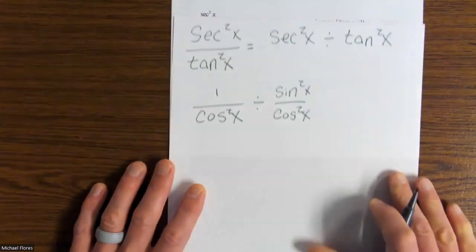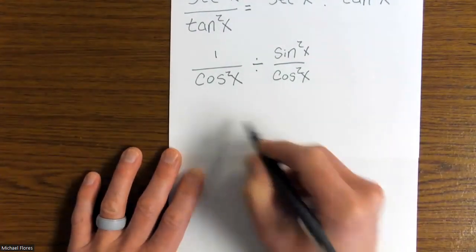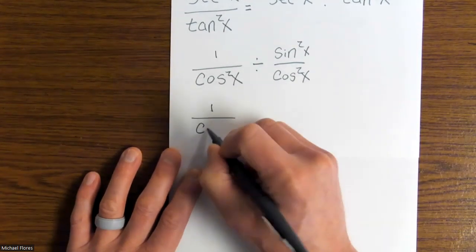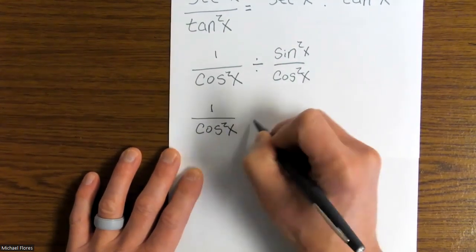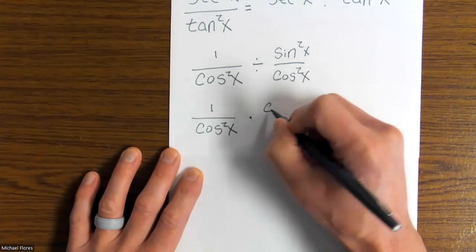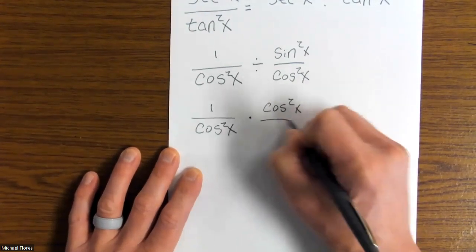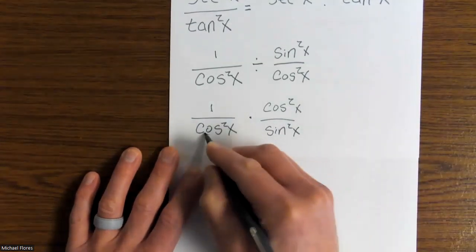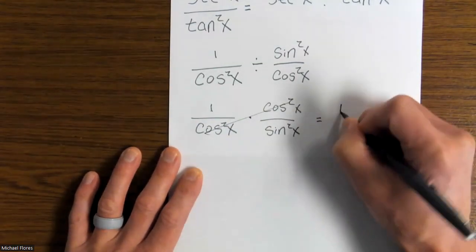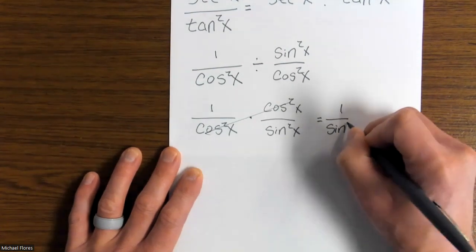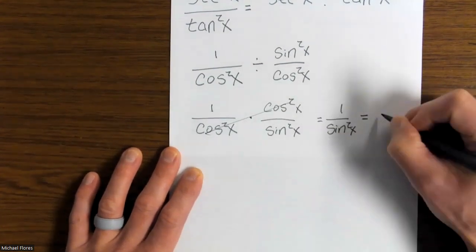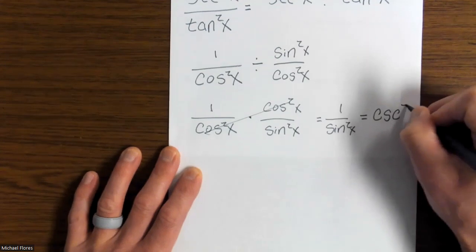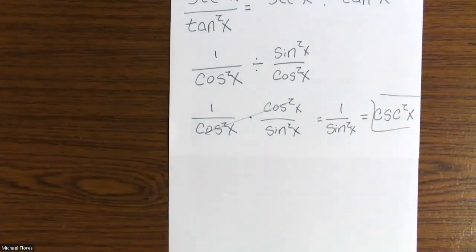cosine squared. Okay, now since we're dividing fractions, we want to use the keep, change, flip method. Keep this, change the multiplication, flip the fraction. And here, those cross cancel, leaving us with 1 over sine squared of x, which its reciprocal identity is cosecant squared of x. Final answer.